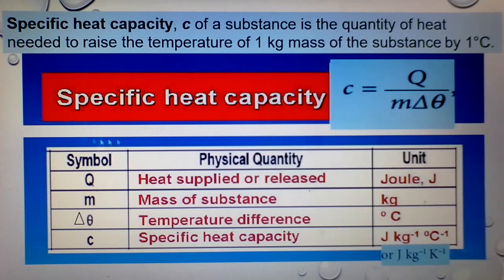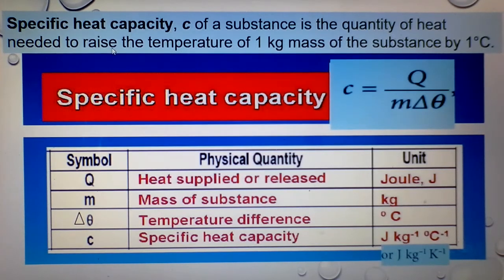Okay, now we want to discuss what is specific heat capacity. We just add one word before heat capacity, so it becomes specific heat capacity. Now the symbol is small c. So what is the definition for specific heat capacity? c of the substance is the quantity of heat needed to raise the temperature of 1 kilogram mass of substance by 1 degree Celsius. Did you detect the difference in definition between specific heat capacity and heat capacity?